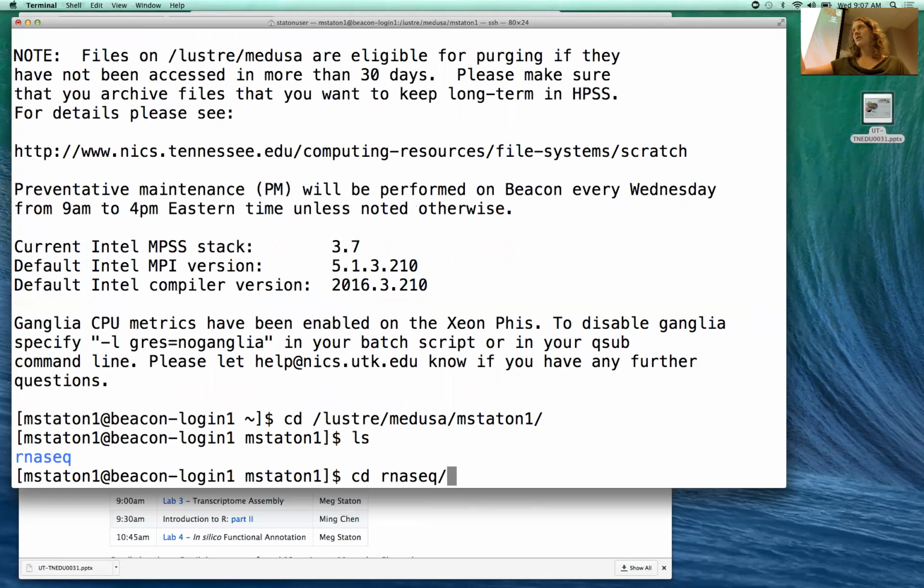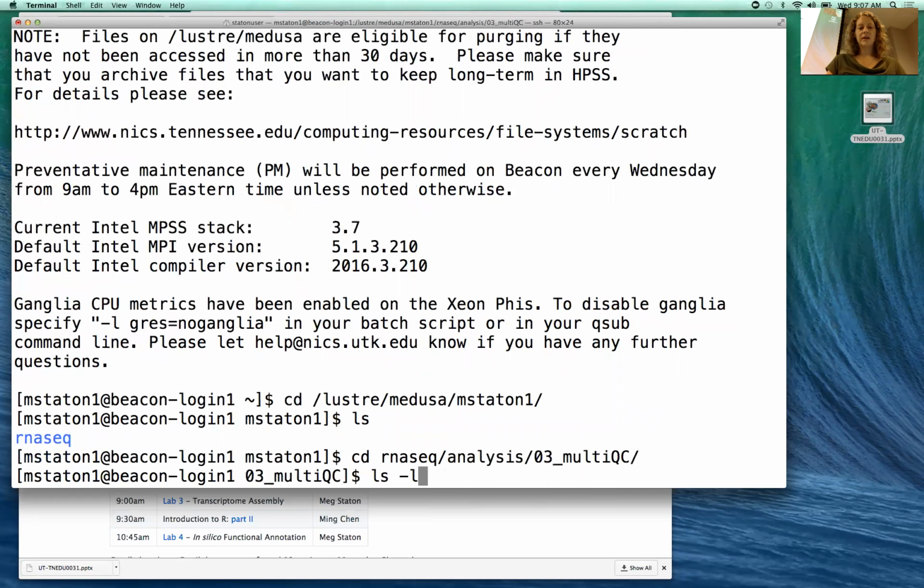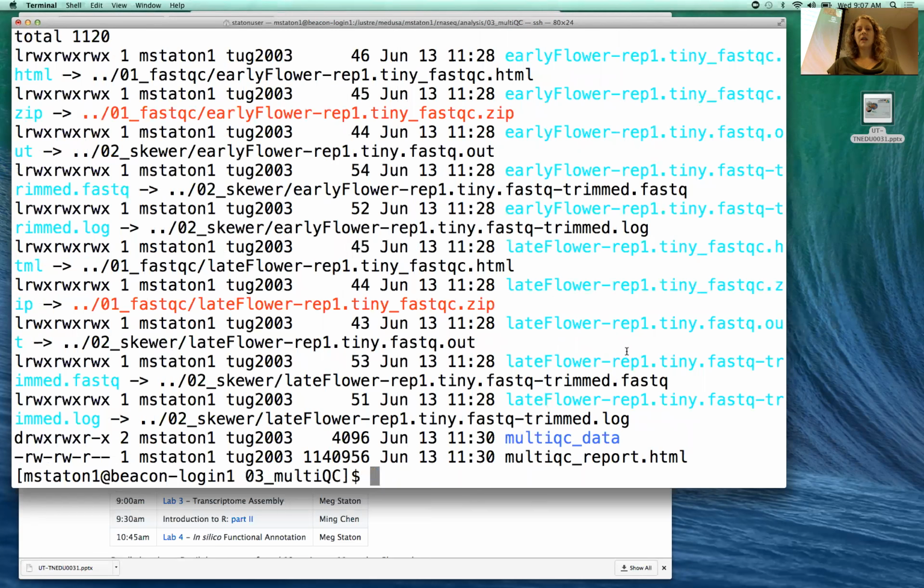And if you follow along with our file system, we're going to go RNA-seq analysis 03 multiqc and do ls -l. So we've got a lot of stuff in here, which is really good. But most importantly, you should have a MultiQC report, that HTML, and it should have some stuff in it. So it shouldn't say 0 right there. So if you are not able to find this file or you didn't get to this point, throw up a red sticky, someone from the back row can come help you.